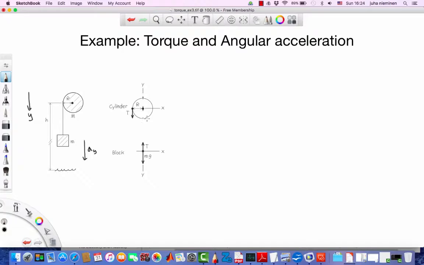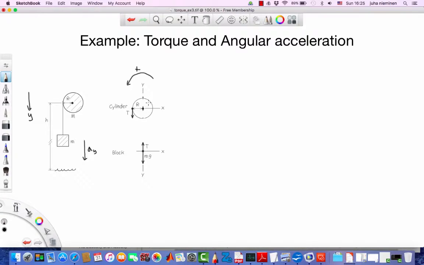In most cases when we have drawn free body diagrams, we have only considered the forces as shown here. But in the general case, we also have to consider the torques. And for that purpose, let's define a positive direction of rotation, or torque, in the counterclockwise direction. So now we get an equation that takes into account the torque.